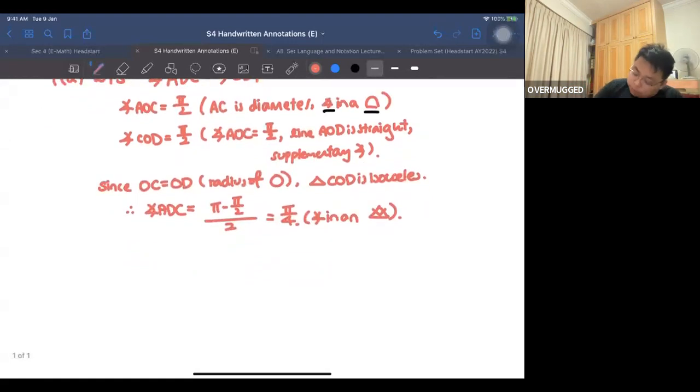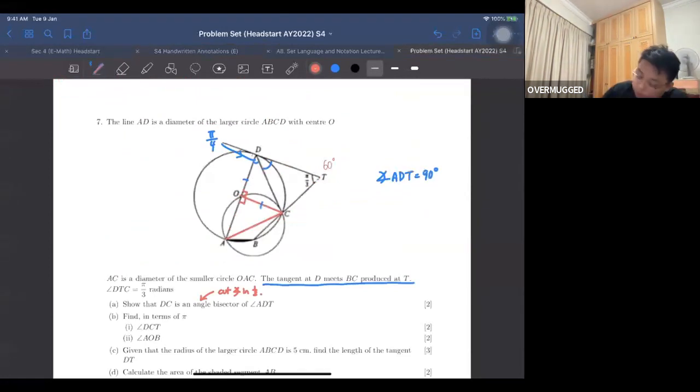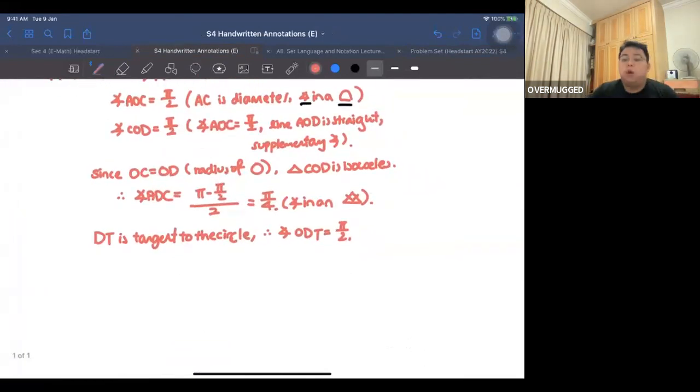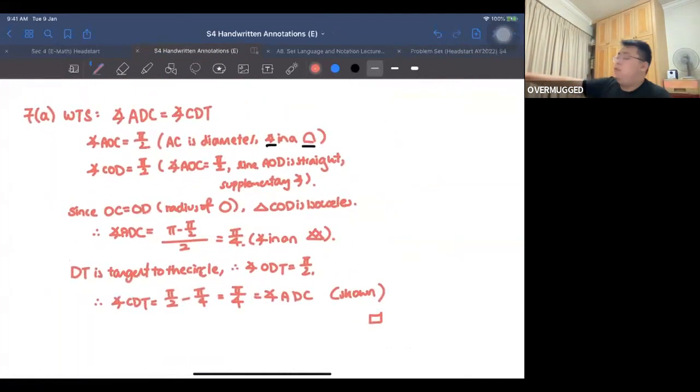Since we know the ADC is pi over 4, next, we know that DT is tangent to the circle. So therefore, angle ODT is pi over 2. So let me show you. ODT is pi over 2. Since angle ODT is pi over 2, therefore the last angle there, CDT, which is what we want, is pi over 2 minus pi over 4, which is just nice equals to ADC. Okay, so this is the whole thing that you need to write. There may be shorter methods, there may be a simpler method, but this is one of the ways to do it.